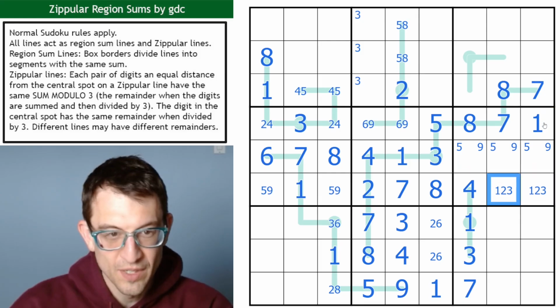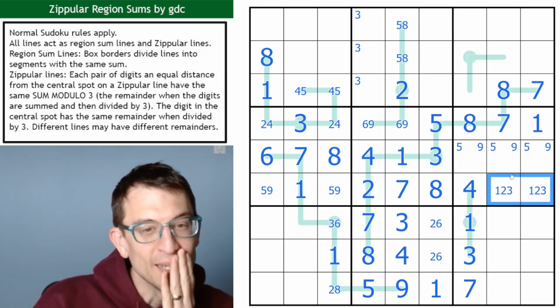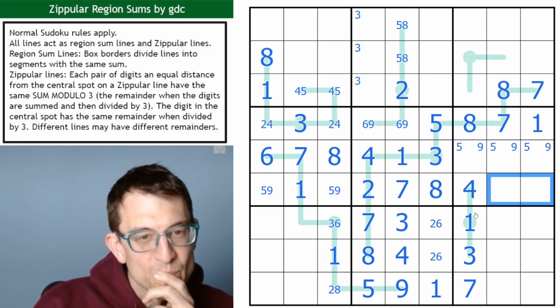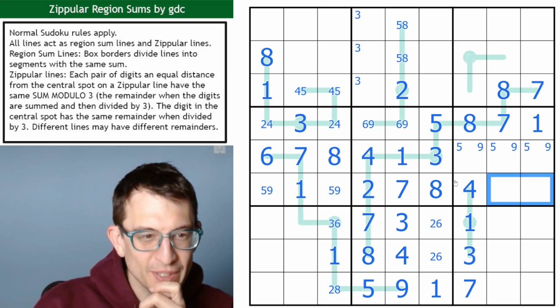This is a 1. No, it's still broken. What am I doing? What should that have been? 3, 6. No, it's just broken.